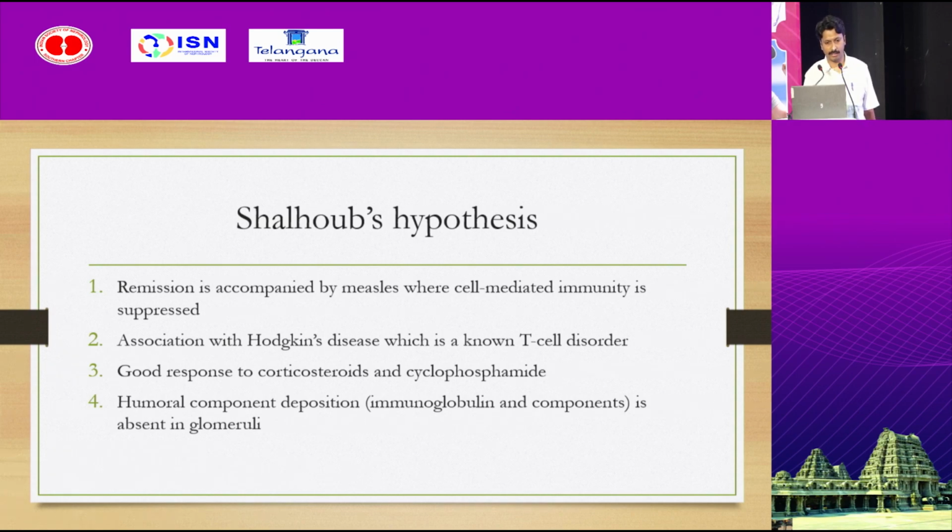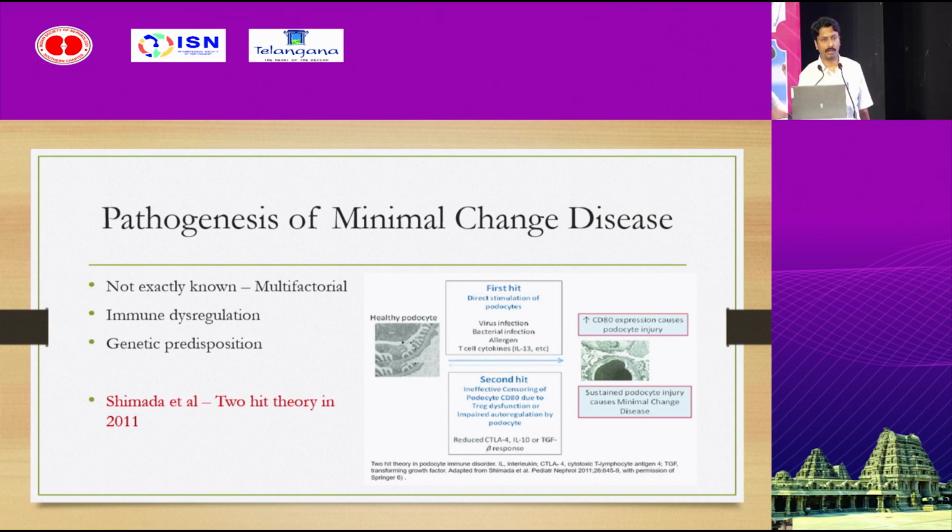That is, he noted that patients who had minimal change disease went into remission following a measles infection. Minimal change disease was commonly associated then with Hodgkin's disease, which is a known T cell disorder, and there was a very good response to agents which interfere with the T cell immunity, mainly the corticosteroids and cyclophosphamide, and the humoral component deposition, as evidenced by immunoglobulin deposition and complement deposition, was almost absent in the glomeruli of patients with minimal change disease. As of now, what sets into motion the disease process is not exactly known.